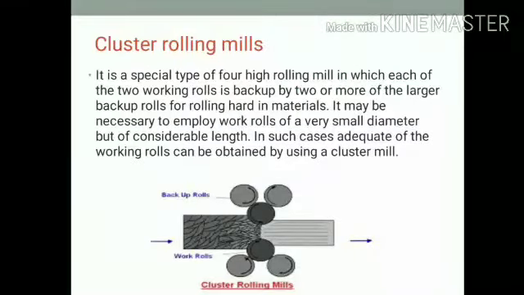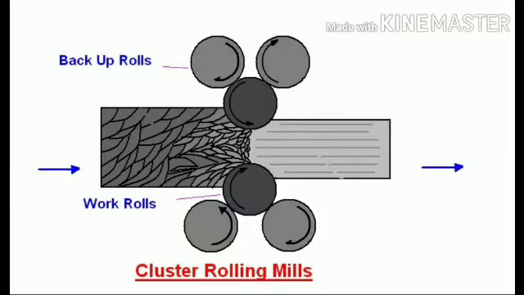The next type is the cluster rolling mill. It is a special type of 4 high rolling mill in which each of the two working rolls is backed up by 2 or more larger backup rolls for rolling hard material. It may be necessary to employ work rolls of a very small diameter but of considerable length. In such cases, adequate support of the working rolls can be obtained by using a cluster mill. This is a diagram of a cluster rolling mill.